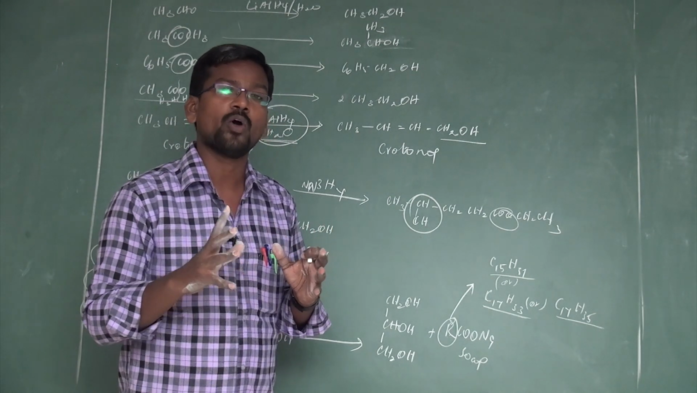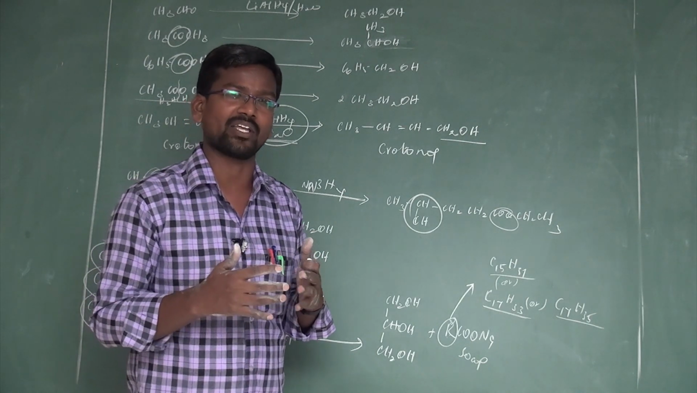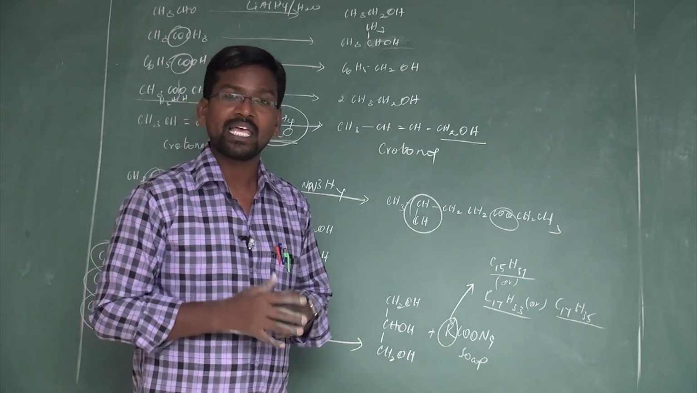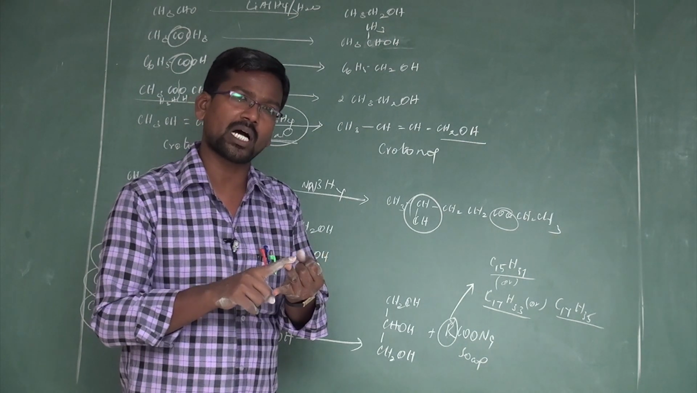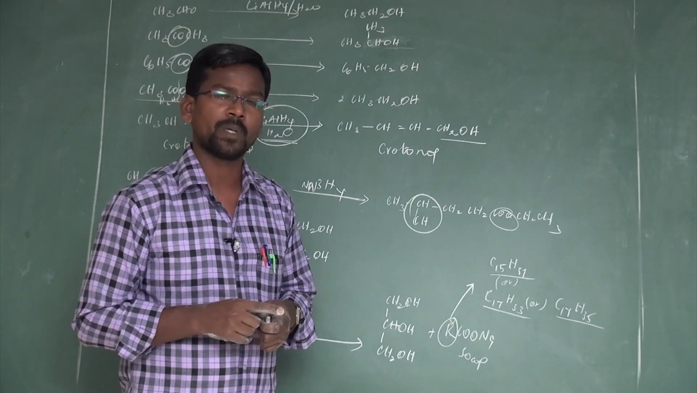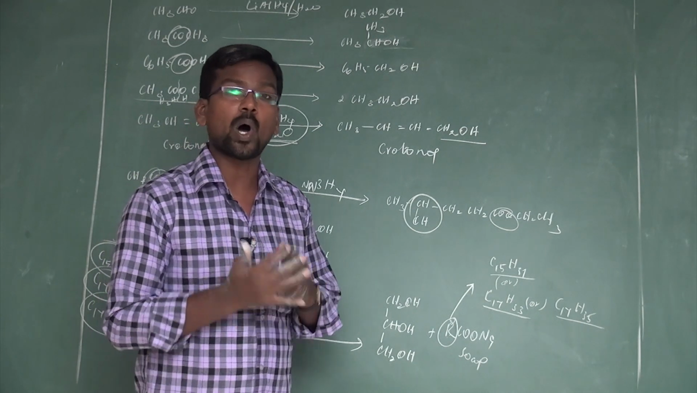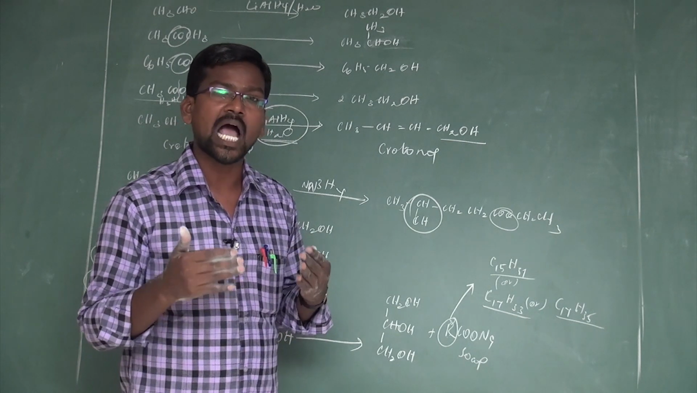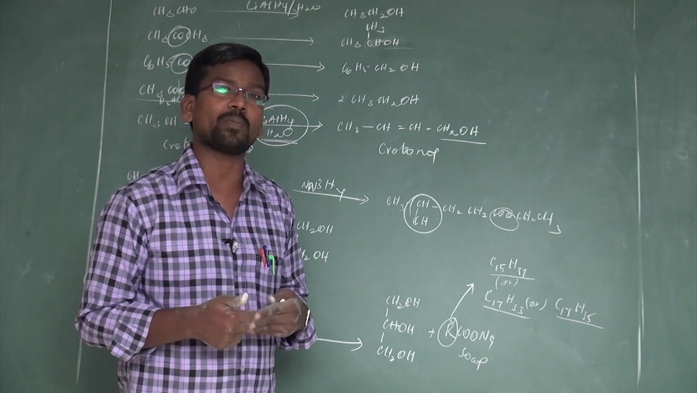Hydro means water, phobic means hating. As the water-hating group increases, solubility decreases. In isomeric alcohols, for example n-butyl alcohol, isobutyl alcohol, secondary butyl alcohol, tertiary butyl alcohol, as the number of branching alkyl groups increases, boiling point decreases and melting point increases.